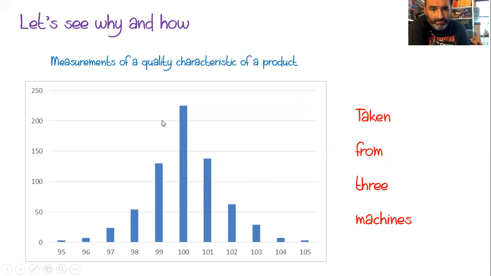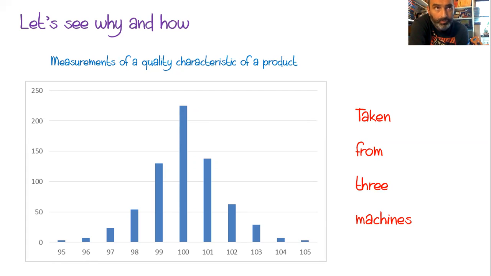Suppose this is a data set. These are the measurements of a quality characteristic of a product, right? So you have a product and it has one dimension. This could be a weight, a length, a hardness, a force before breaking, whatever. Suppose it's a weight or a length. Then you get this distribution. You could see it's not perfectly symmetrical, but it's very symmetrical. It looks very normalish. And this is the aggregate data that's taken from three machines.